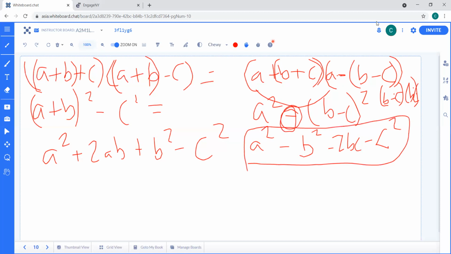I don't think we can combine anything. Yeah, that's it for that one. And then I think it gives you another trinomial times trinomial, and it asks you to do the same thing. Just group them and try and answer that one.